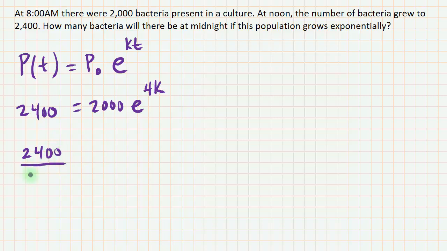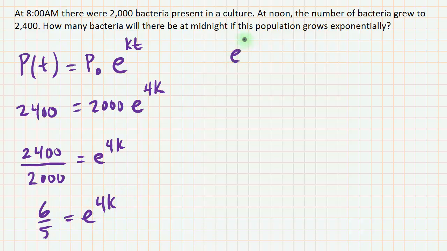So to isolate the k term, or the k factor, we'll divide by 2,000. We can simplify this. Certainly the 2 zeros go away, and then we can divide by 4, so we'll get 6/5 on the left. And on the right, we have e to the 4k. Let's go ahead and change our order. Let's put the k term on the left and the constant on the right.